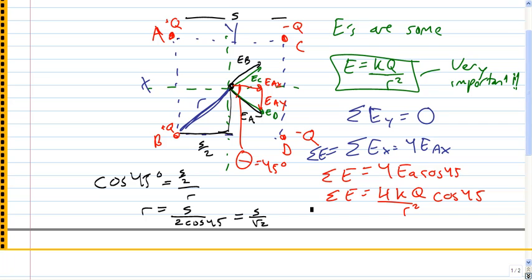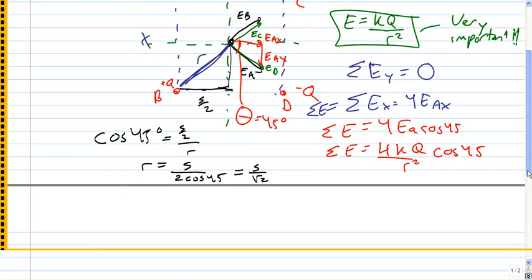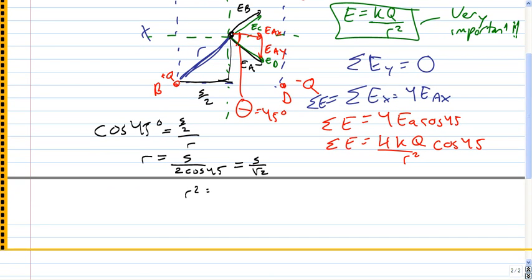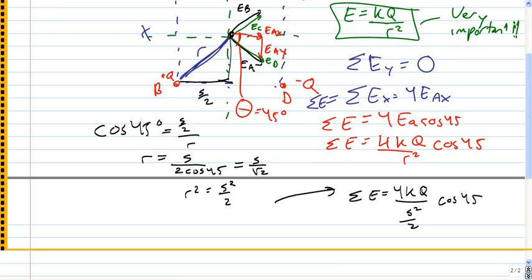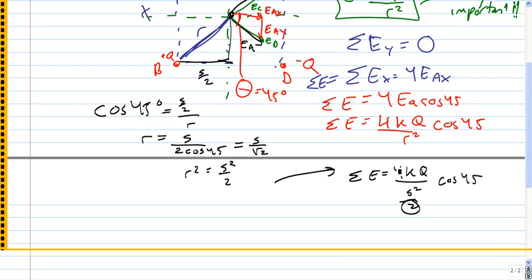You need to look at the math again. Stop, spend a minute, do it. R squared then is equal to S squared over 2. Throw that in there. That 2 comes to the top and it becomes net field equals 8 KQ over S squared cos 45.